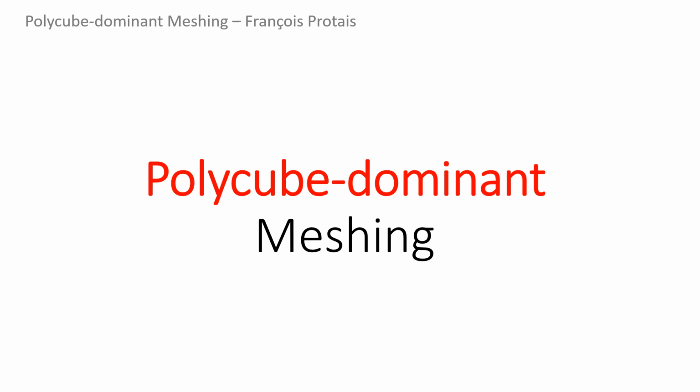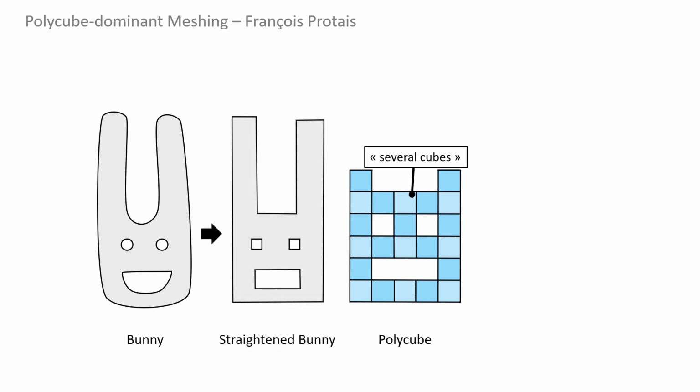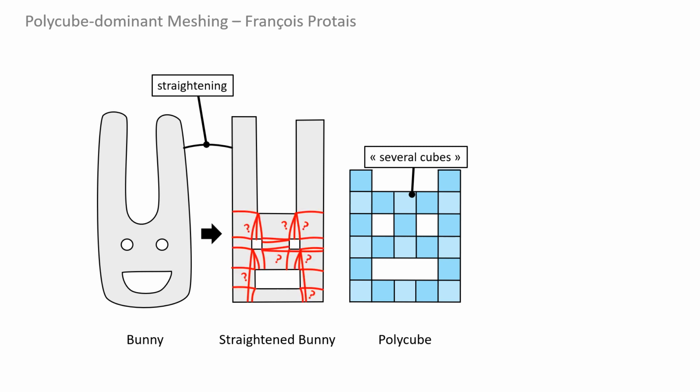I'm going to illustrate this on this bunny, from which you can already see a polycube, literally several cubes. To generate it, we go through an intermediate step. It consists of straightening the edges of the bunny to obtain a straightened version. This Cartesian representation will simplify the study of possible decompositions. We end up with a whole set of possible decompositions depending on the assignment of the boundaries.